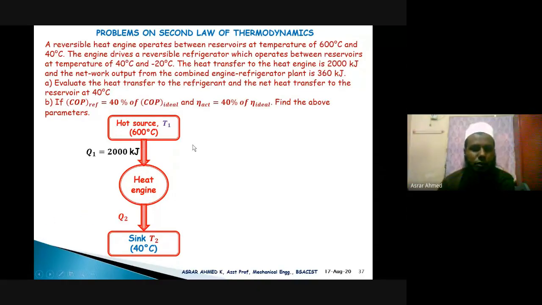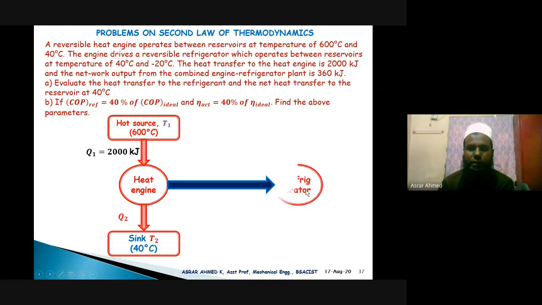Okay, so now let us take these two devices separately. First, as a heat engine, it receives heat Q1 from the higher temperature T1, and it rejects heat Q2 to the temperature T2. Now what happens? It produces some work. This heat engine is producing some work, and this work is being given to the refrigerator.